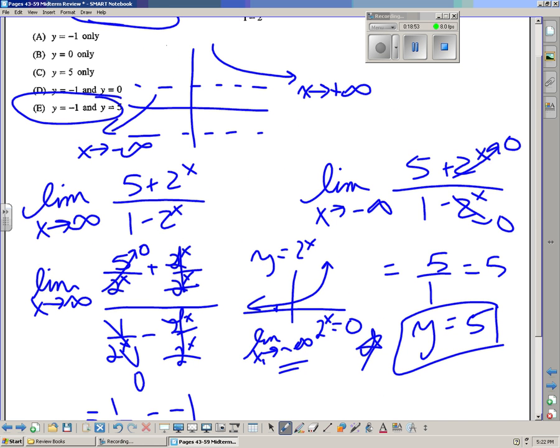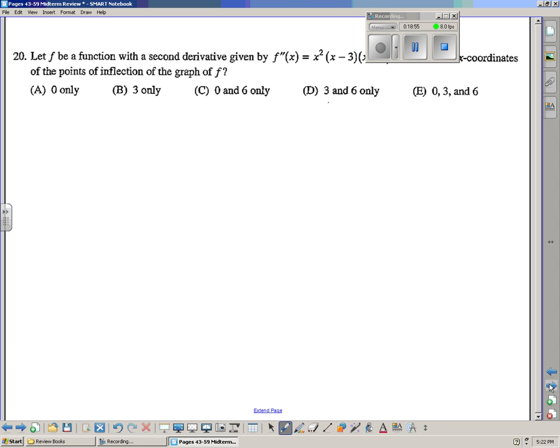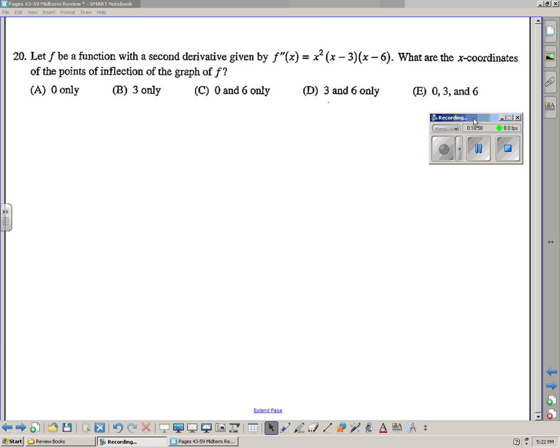Choice E. Number 20, let f be the function with a second derivative of that. Where are the x coordinates at the points of inflection? This is a very basic question. Make a number line.